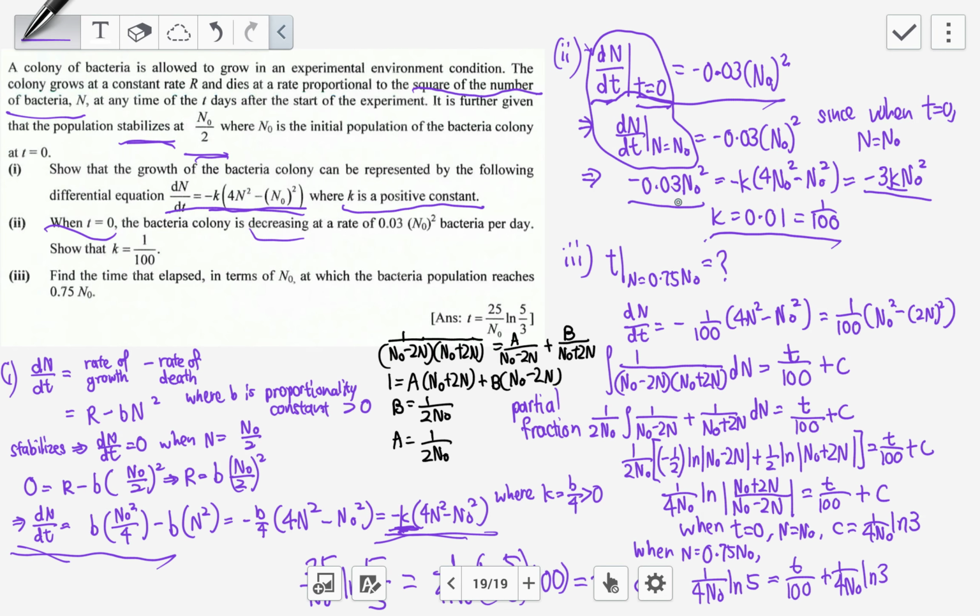I have k on this side, and 1 over 100 on the other side. So that means k equals 0.01 or 1 over 100. So we have solved the second part of this question.